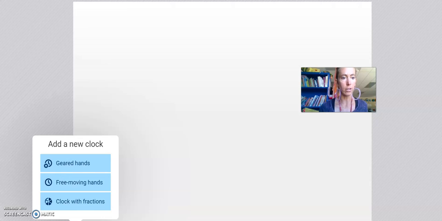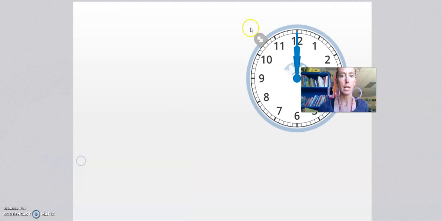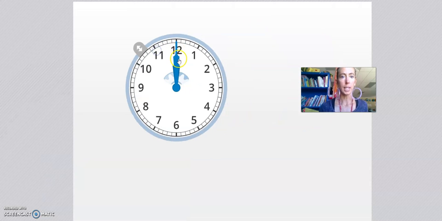So I'm going to go down here. You can't see it, but if I click down here, the clock, I'm going to click geared hands. That's super important because now when they're making times, look, the hour hand moves for them and you can have them practicing making a time.